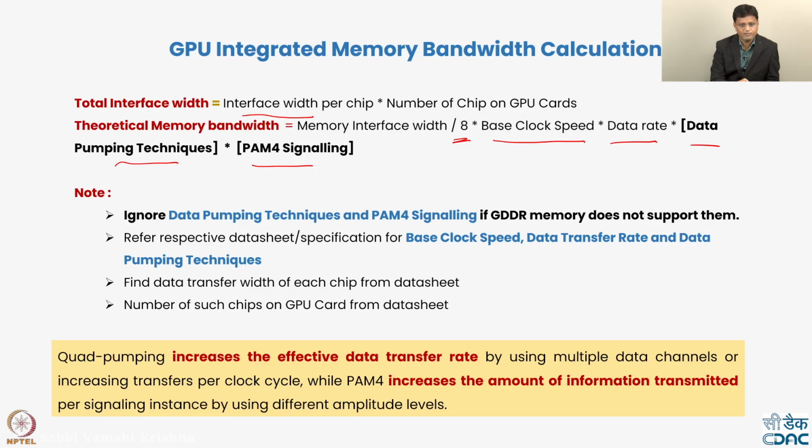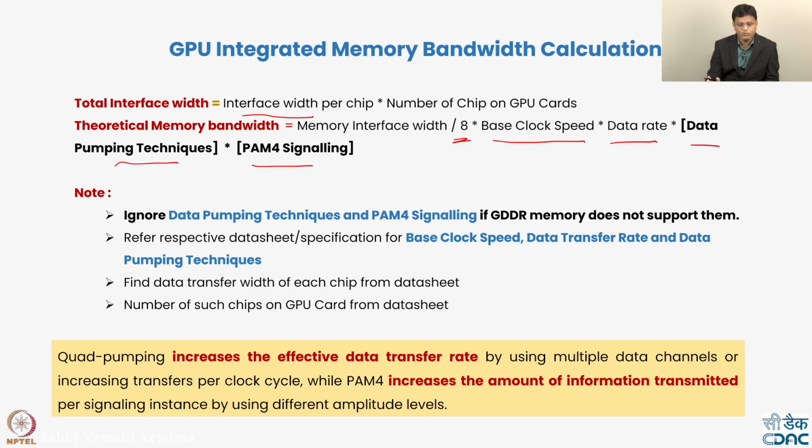Find the data width of each chip from the data sheet, and the number of such chips on the card. You can check the data sheet if you are interested to know more. Otherwise, they simply mention in the data sheet the memory bandwidth and the total capacity of the memory present on this card.